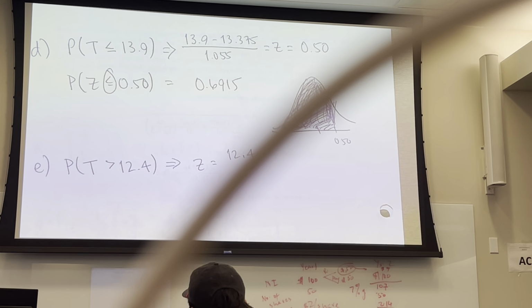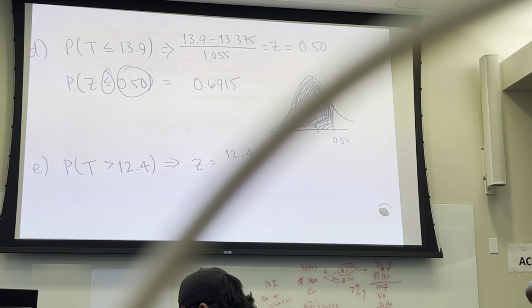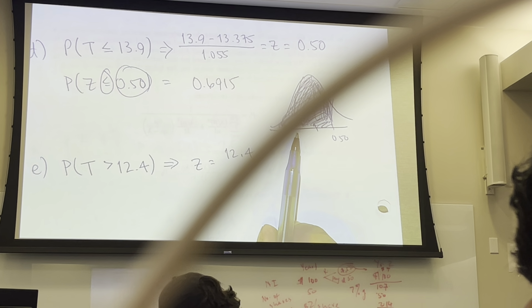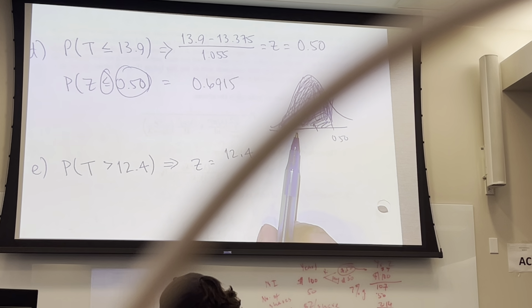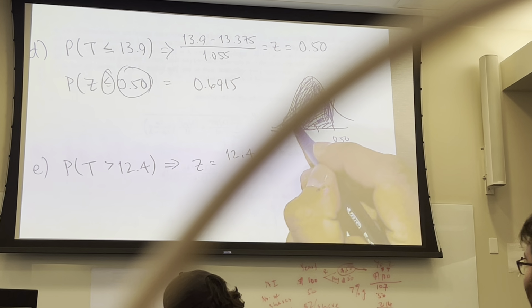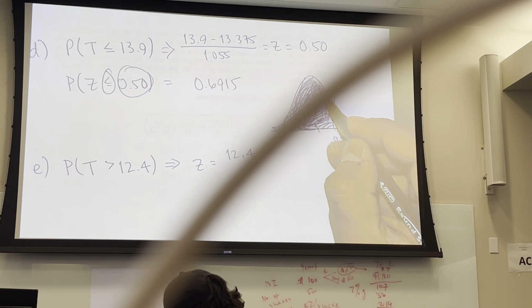So you want to make sure that this sign is less than or equal to. You want to make sure this z-score is positive, because that's what the table gives you. Also, what's the advice I always give you? Double check your work. Draw it, shade it out. Shade the area that you're trying to find the probability for.